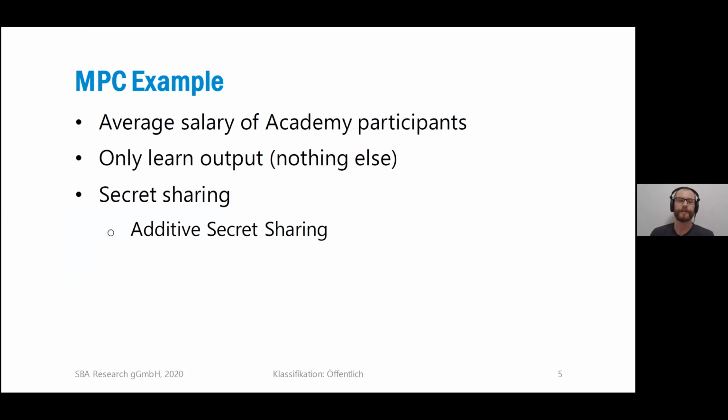So for a small example, let's say we want to compute the average salary of the academy participants, and we only want to learn the output and nothing else. So our objective really is that we have our own data and we don't share this, but all the parties learn the output: what is the average salary? And we do that through additive secret sharing.